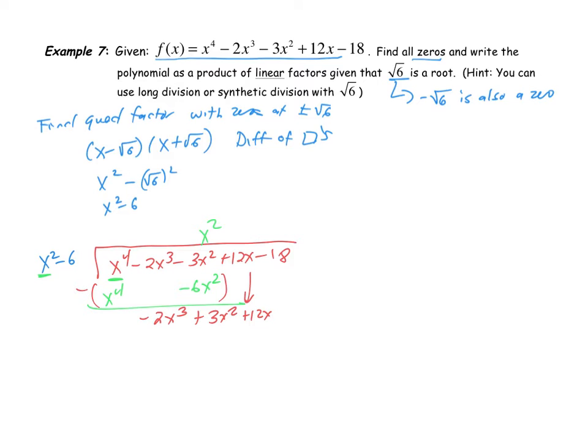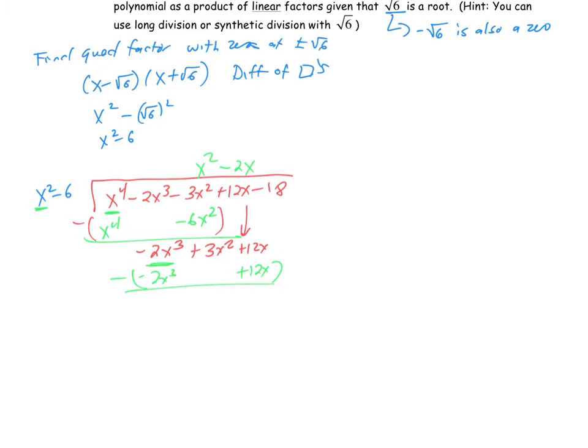Next thing we want to know is how many times does x squared go into negative 2x cubed? That will be negative 2x times. And now we're going to multiply. So negative 2x times x squared is negative 2x cubed. Negative 2x times negative 6 is plus 12x. And now we subtract. So negative 2x cubed minus negative 2x cubed is 0. And then 3x squared minus 0 is still 3x squared. And 12x minus 12x is 0x. So I'm not going to write that. I'm going to bring down the minus 18.